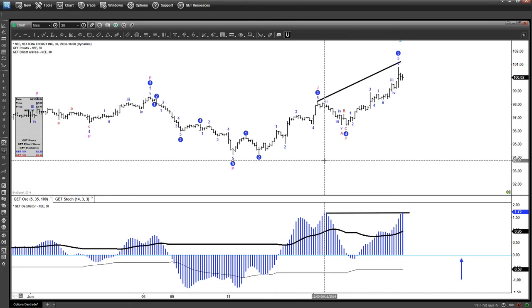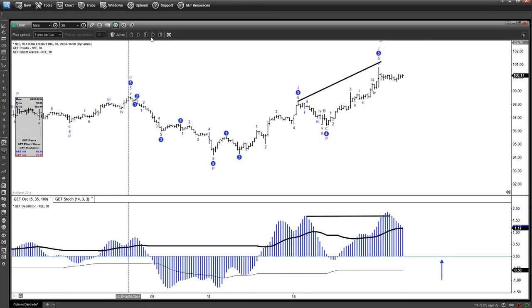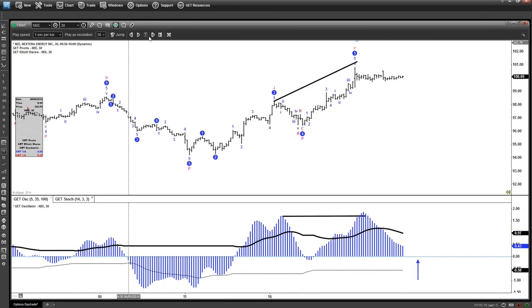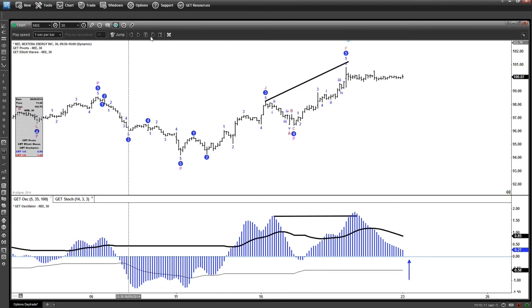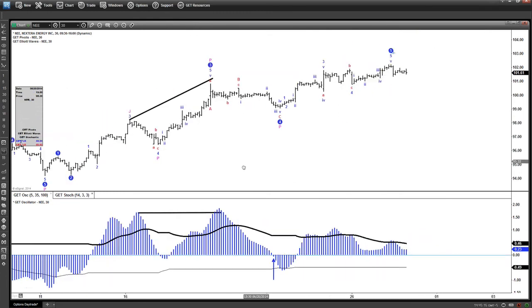So what do you do in this case? You buy the pullbacks. Okay? When the market is still showing signs of strength like it is here, even with the wave 5, you have to buy the pullbacks. Now what our software does is it helps you. It says, oh, pullback. That's a wave 4. Buy it.